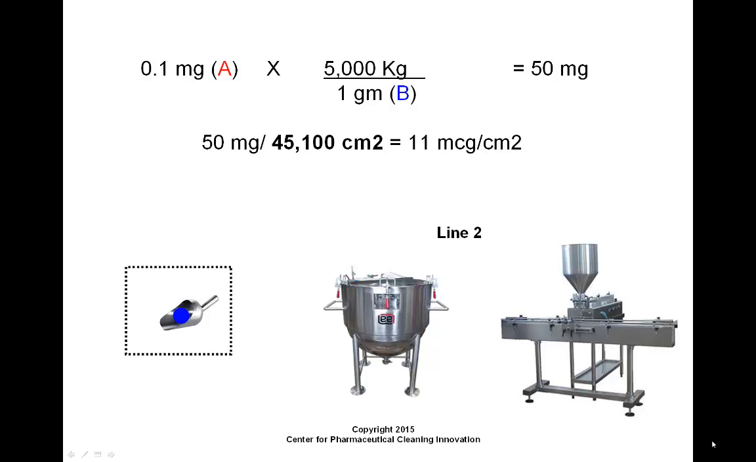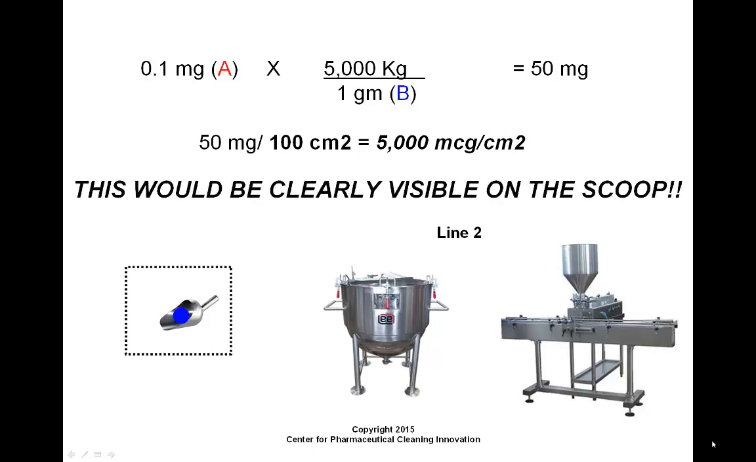And this calculation would change from 45,100 down to 50 milligrams divided by 100 square centimeters, which gives us a limit of 5,000 micrograms instead of 11. And 11, as we said before, was probably too high. So it's 500 times higher. Actually, this would be clearly visible on the scoop.